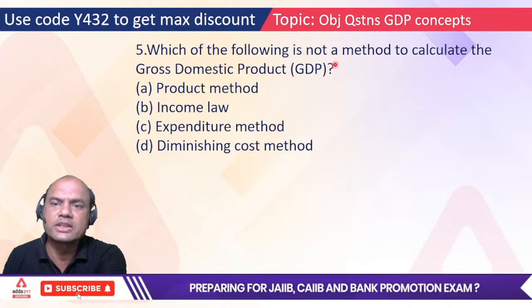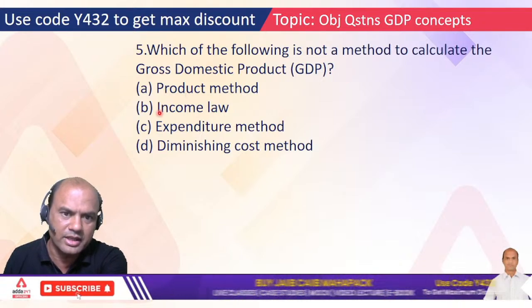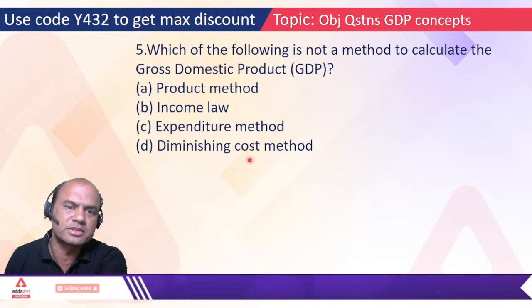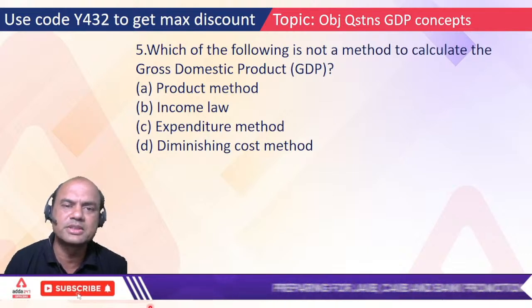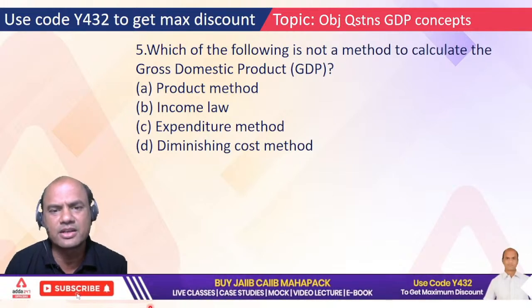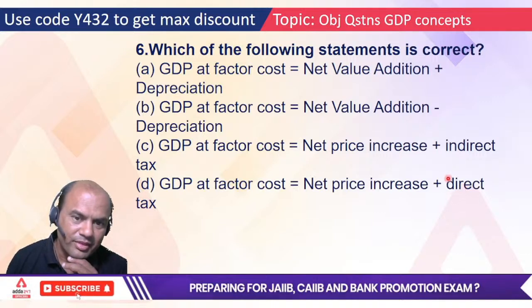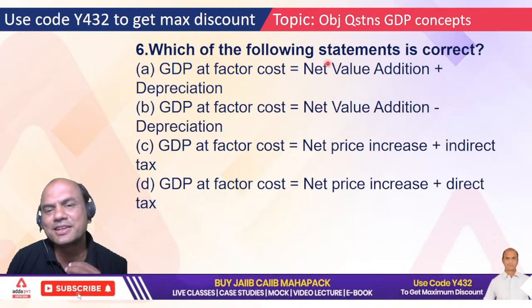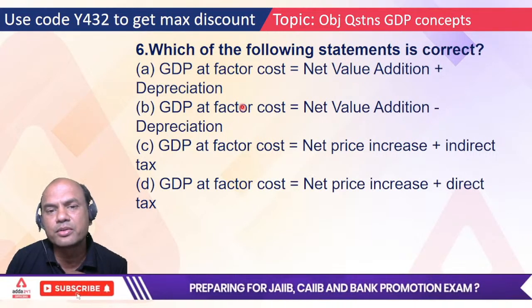Next, which of the following is not a method to calculate GDP? Okay, now you should answer. Product, income, expenditure, diminishing cost. Type fast, A, B, C or D. Just now we saw it, isn't it? I told you this question comes in exams. Tax. Where did we see this? We just now saw this factor cost, right? And what was the point which I told you during the factor cost?